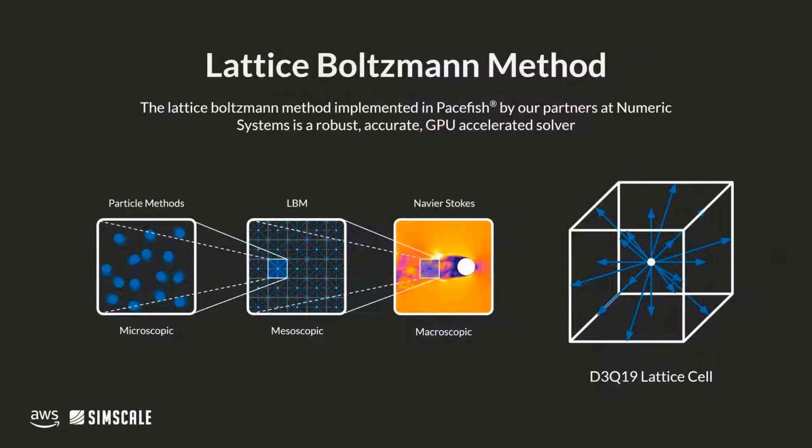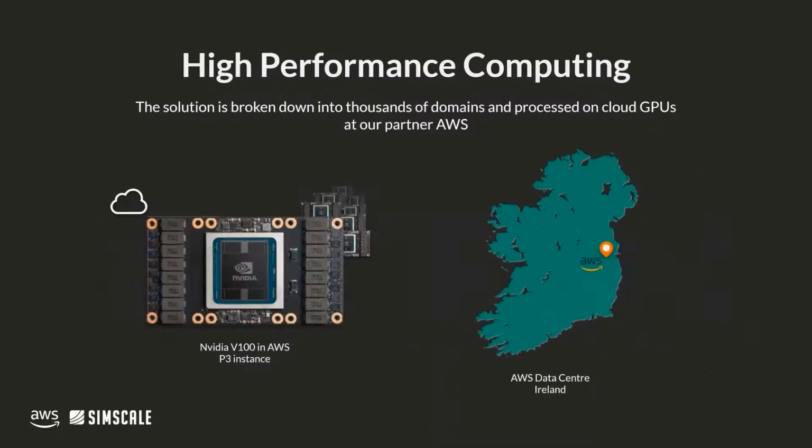This is what is brought to the table by SimScale's partner, Numeric Systems, with Pacefish. As the solution marches through time, the distribution function value only depends on the cell next door. This creates an interesting opportunity in that the computational domain can be broken into many smaller chunks without many negative consequences. Assigning each chunk to a different computational core allows for massively parallelized computing.